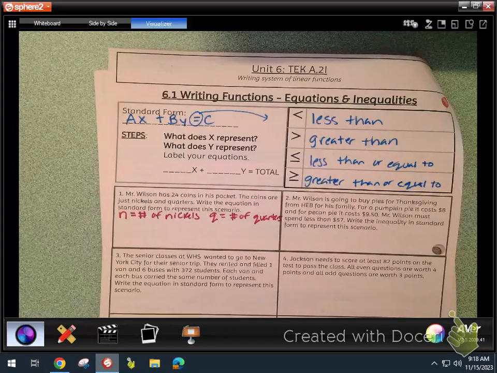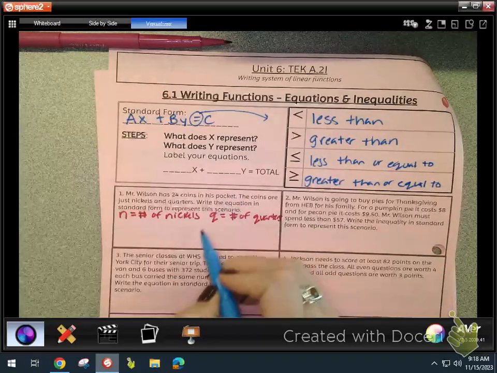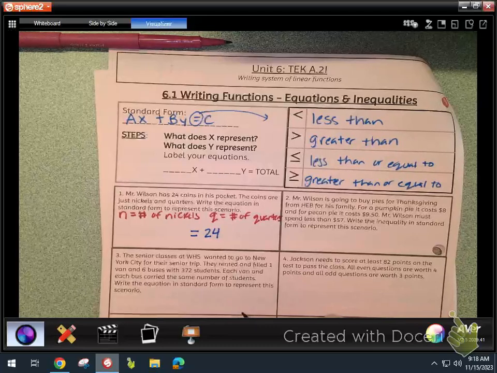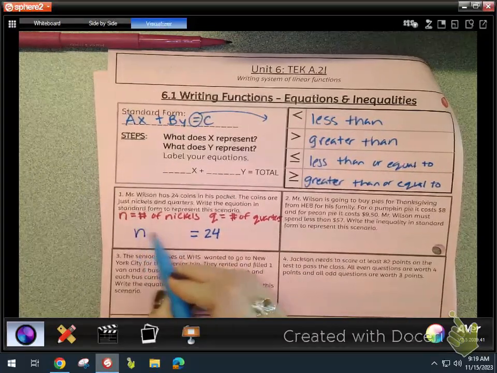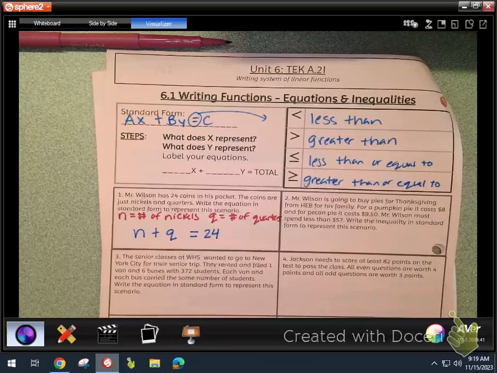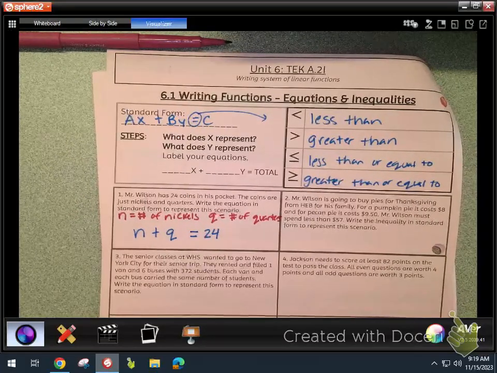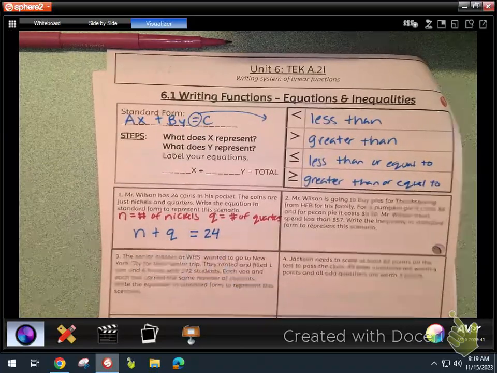All right, so it says he has a total of 24 coins. Now you get a total by adding up everything you got. So what does he got? 24 coins. So how did I get a total of 24? How do I equal 24? I add up the N plus Q. Done. That's all it is. Okay? Not yet. Not today. That's a post-Thanksgiving problem. So, coins equals total coins.